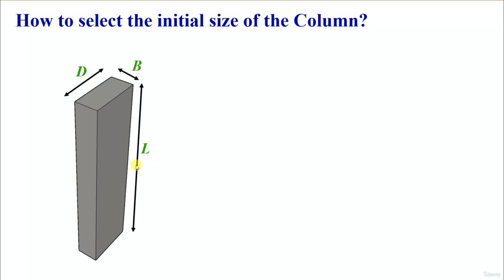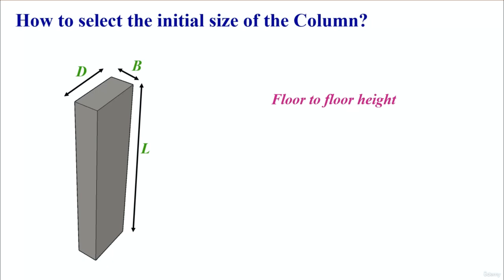Next structural member is column. Column is a compression member. These are all the dimensions of columns: length, breadth and depth. Length is the distance between floor to floor. So we know how many floors we are going to construct and what is the floor height. So from that we can find out the length of the column.